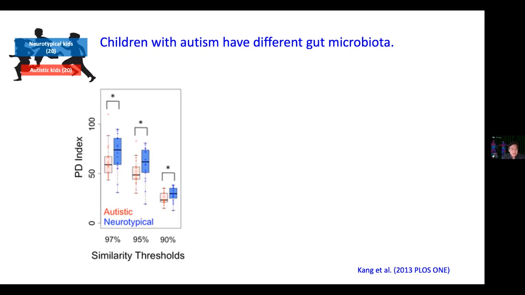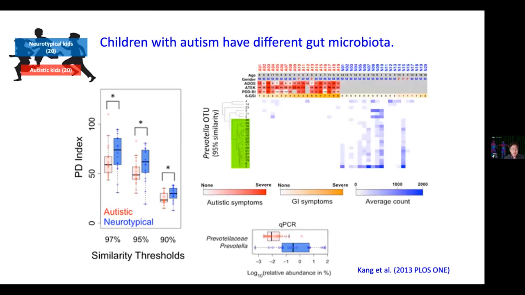As you see in the graph, the blue, which is the neurotypical or typically developed children, has more different types of gut microbiome, which is very important because the more diverse microbiome probably plays a good, important, and beneficial role for the human host. So this is one signature that we found in the study. Another signature that we found is that Prevotella was significantly reduced or missing in the gut of children with autism. We confirmed that with quantitative real-time PCR as well. So Prevotella may be a beneficial bacteria, but it's missing in children with autism.